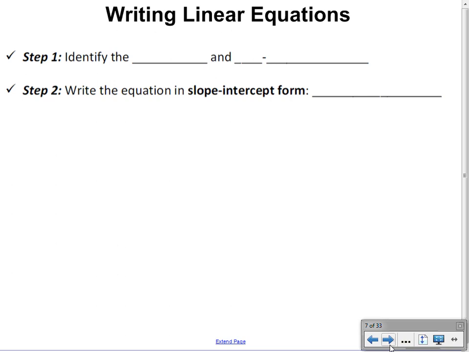Now, let's say we're given a graph and we want to write a linear equation for that graph. We could start by identifying the slope of the graph and the y-intercept of the graph, and then we can simply substitute those values into our slope-intercept form for the slope and the y-intercept. So let me show you a couple examples of how we would do this.